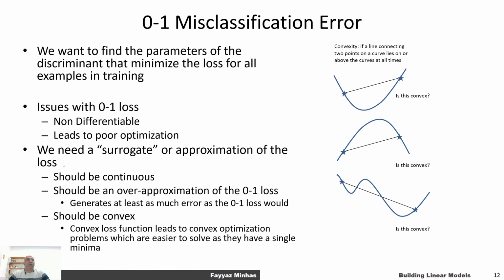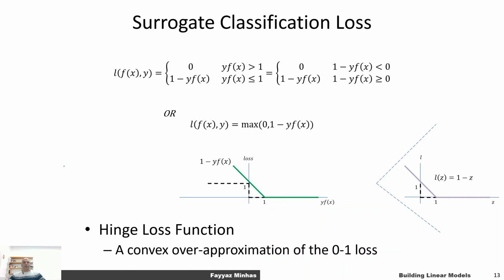What we want to do is find the parameters w and b of the discriminant that minimize the loss for all examples in training. However, since the 0, 1 loss is non-differentiable and non-convex, it leads to poor optimization. So the convergence of gradient descent will not be guaranteed if we want to solve this optimization problem using gradient descent. Okay, so instead, what the original creators of what is now called the perceptron did is that they came up with a convex approximation of this 0, 1 loss function.